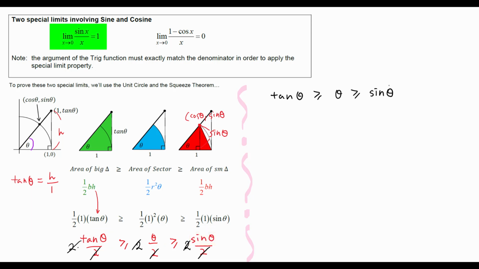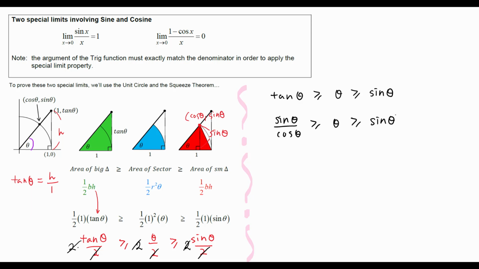I still want to find out the limit of sine theta over theta, so I have a little bit more way to go. Tangent theta can be rewritten as sine theta over cosine theta, as you know, which is greater than or equal to theta, which is greater than or equal to sine theta.